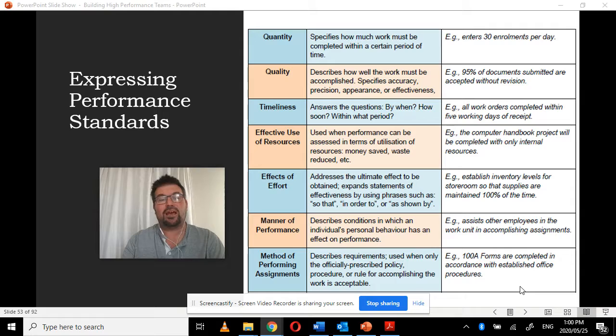And then there should be a method of performing assignments. So according to a checklist, or according to a process, or according to a standard operating procedure. So those are the things that we need to be making sure are expressed in our performance standards. Okay.